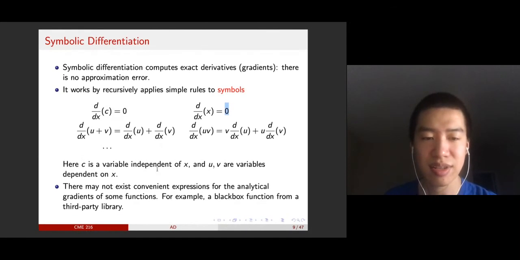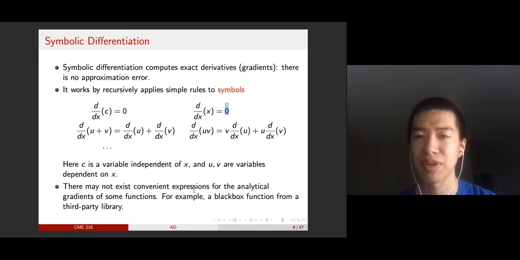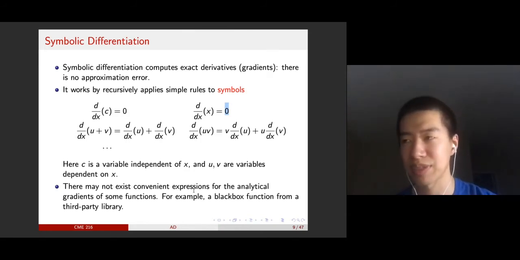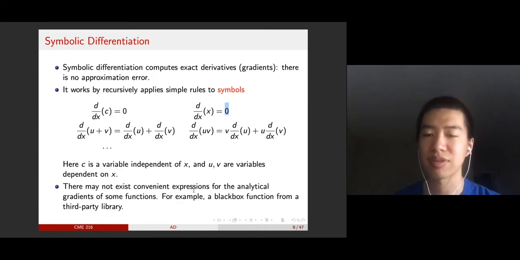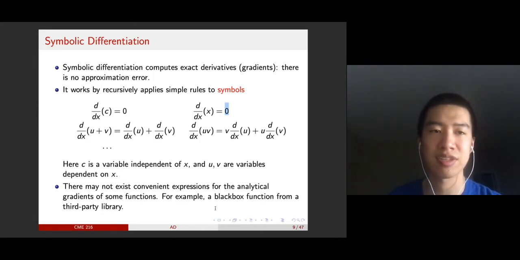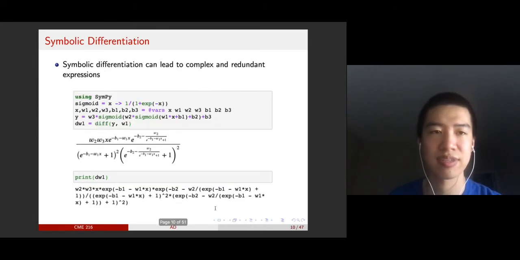And there may not exist convenient expressions for analytical gradients of some functions. For example, you want to implement some function using a third-party library, but that function is a black box to you. So the computer cannot tell which rule to apply to that function. So you basically cannot do symbolic differentiation in this case.